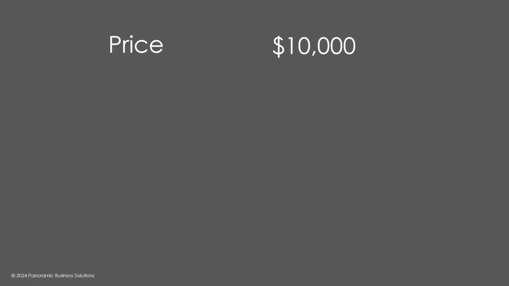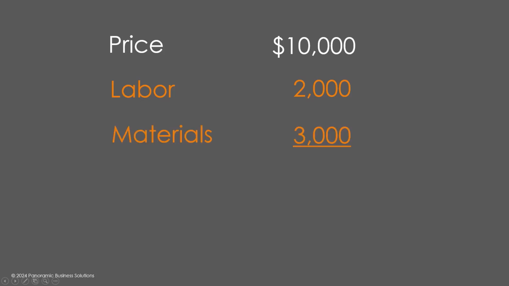So let's pretend your sales team quoted a $10,000 job for one of your most recent projects, and your team is going to replace an air conditioning system. Think of the price tag as the plan or the budget for the project. You plan to spend $2,000 in labor, $3,000 in material, leaving $5,000 of gross profit.